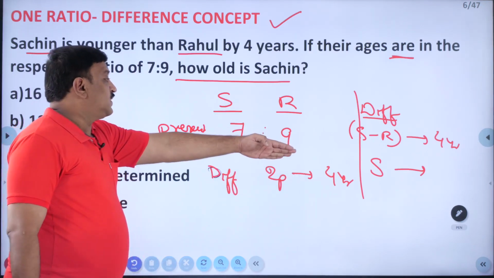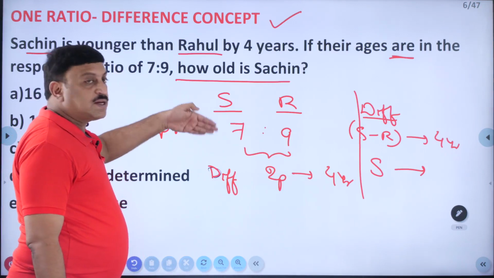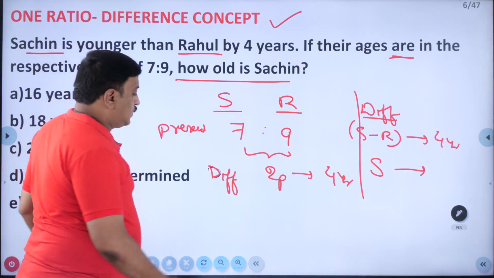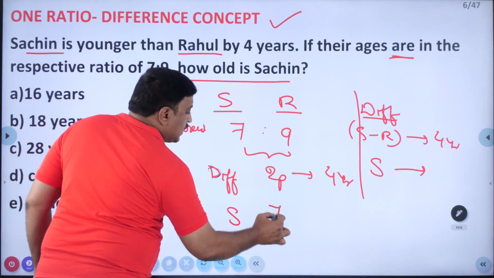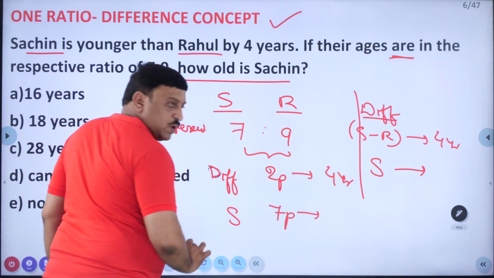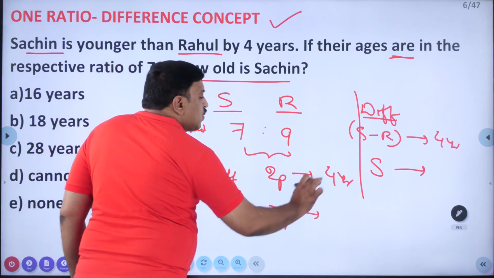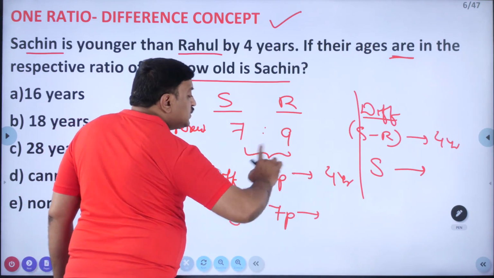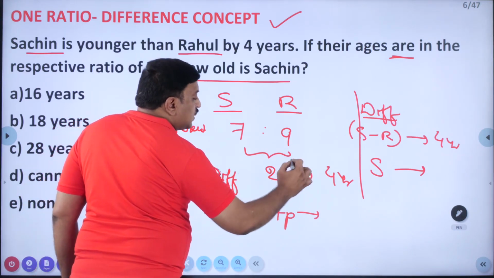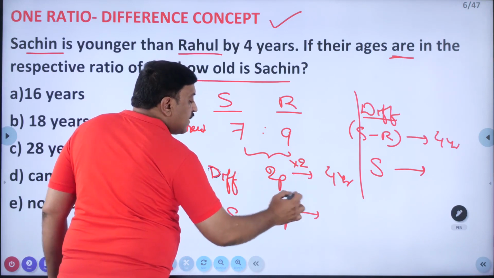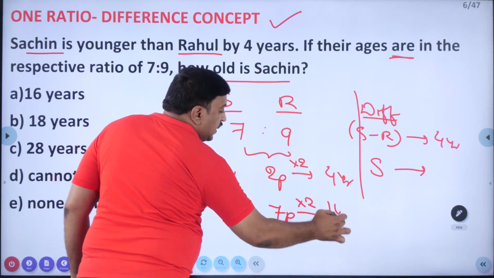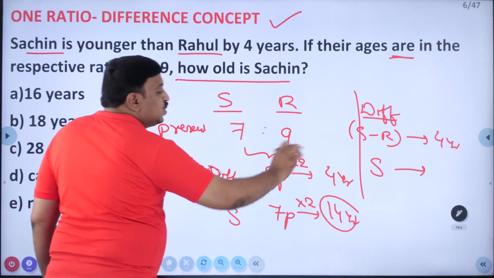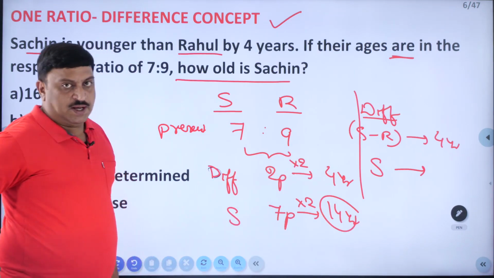Sachin is how many parts? S is how many present? It is 7 parts. So I write S here. 7 parts is how much? Now I am not going for cross multiplication, and I say just use your eyes and say that is 2 into 2, 4. 7 into 2, that is 14 years. 2 into 2, 4. 7 into 2, 14 years.